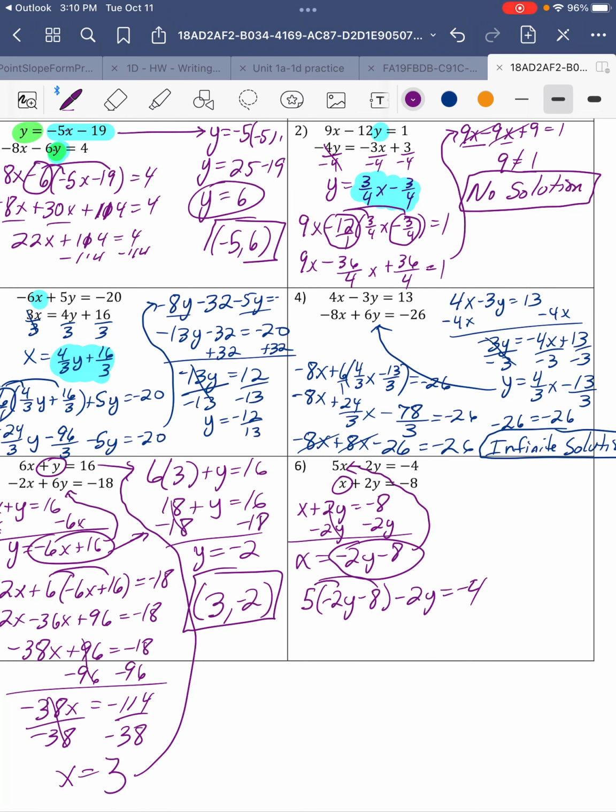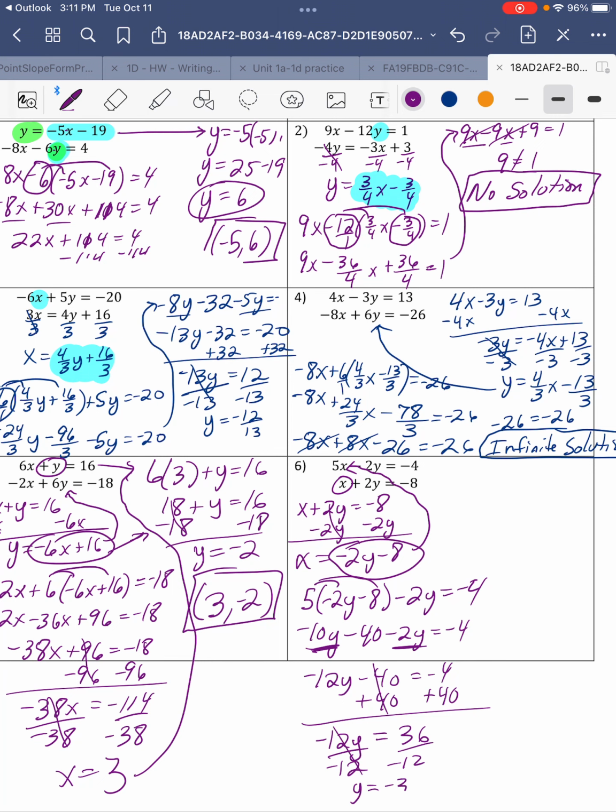Distribute, so negative 10y minus 40 minus 2y equals negative 4. That's a negative 12y. Get your like terms together on opposite sides, so they're constants. Divide by negative 12 to figure out what each y is going to represent. Y is going to be negative 3.